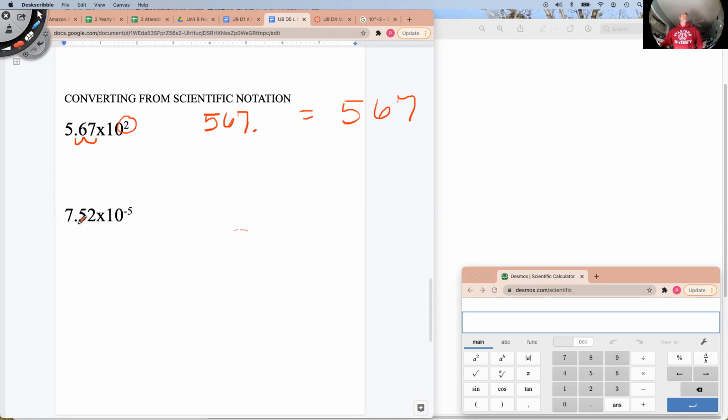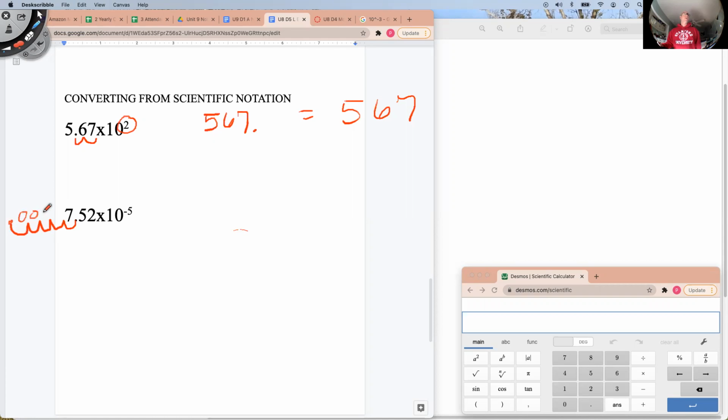The next one says 7.52. Since this is a negative exponent, that means it's going to be a small number, which means we're going to move the decimal place the other direction. How many times? 5 times. 1, 2, 3, 4, 5. And that's where our decimal would go.